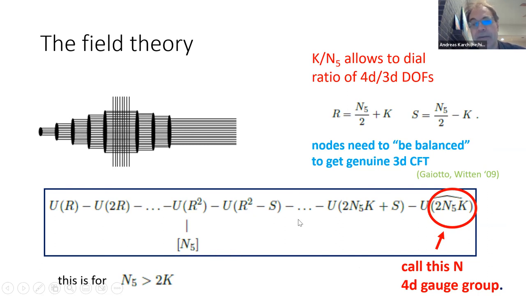I can express everything in terms of two numbers, N5 and K. For today's talk, I call 2N5K, N, because that's the SU(N) of the 4D gauge theory. And R and S are just derived quantities in terms of N5 and K. But now if you look at the diagram with the branes, you see better what's going on. The number of D3 branes grows until you get the biggest gauge group in the middle, and then it shrinks again until you go over to N=4 elements. This is the picture when N5 is bigger than 2K. There's a slightly different picture when 2K is less than N5, but I'm going to stick for today only to that case. In our paper, you can also look at it.